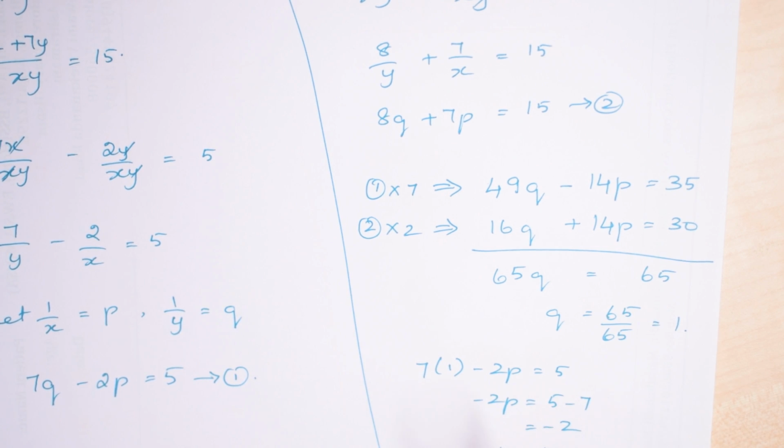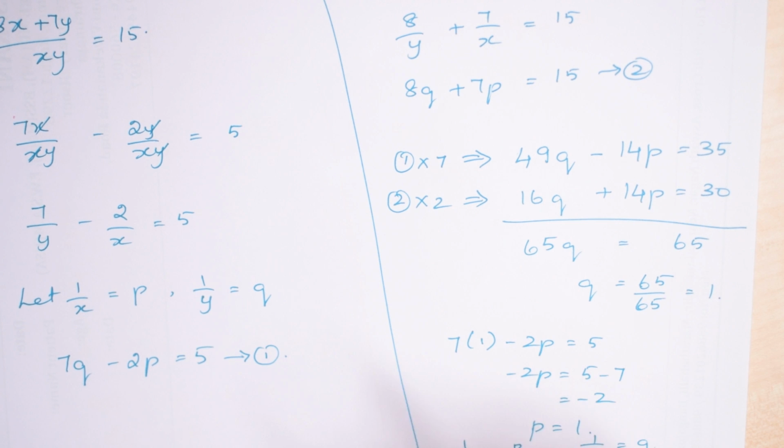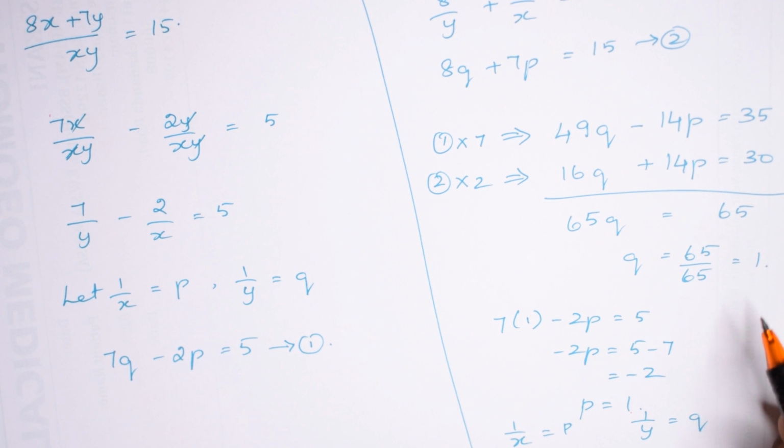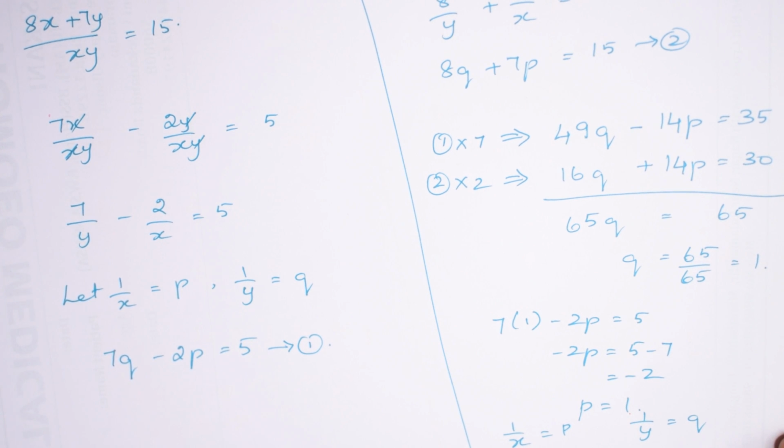Again, 1 by x, we have substituted 1 by x is equal to p, and that p is equal to 1, and 1 by y is equal to q and q's value is again equal to 1.